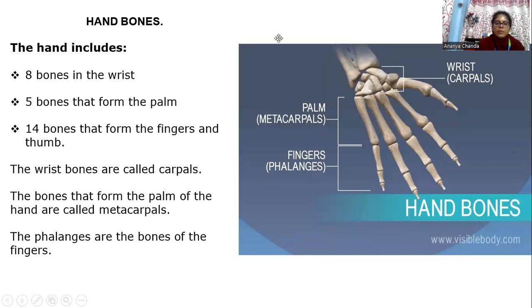Hand bones are 8 bones in the wrist, as I have mentioned, and 5 bones at the palm region, the metacarpals, and the fingers have phalanges. That is, 14 bones form the fingers and the thumbs.